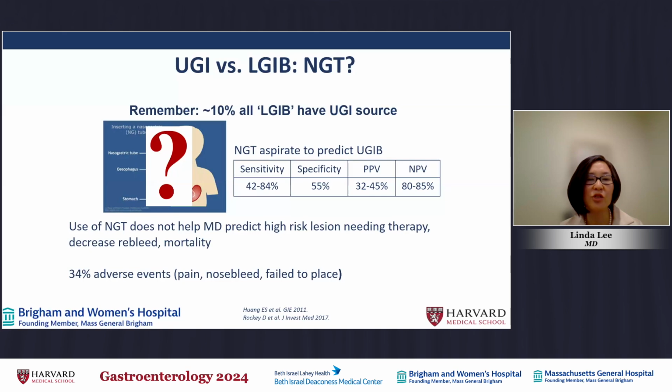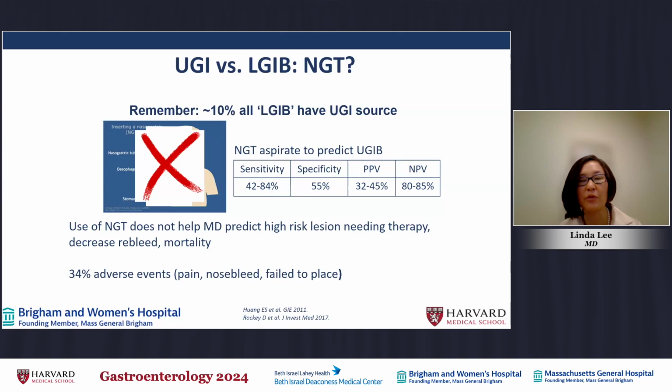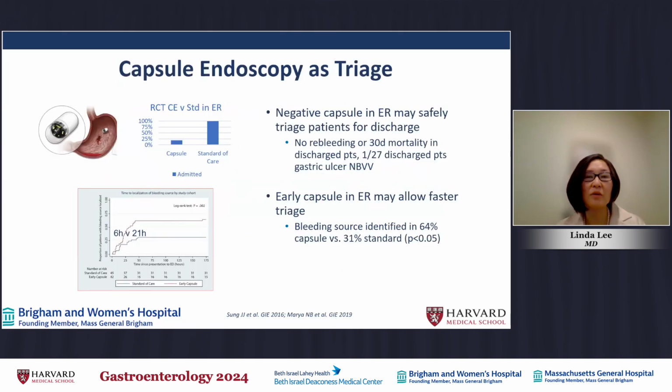And using the NG tube did not seem to help the physician predict high-risk lesions needing therapy, or decrease rebleeding or mortality, but as you might expect, has significant adverse events. And so we do not recommend routine placement of an NG tube to try to figure out if it's an upper or lower GI bleed. Now, capsule endoscopy may prove to be helpful in triaging patients.